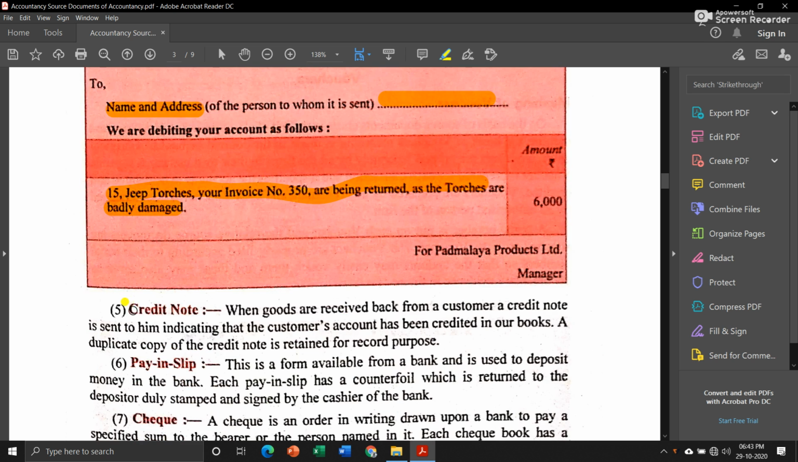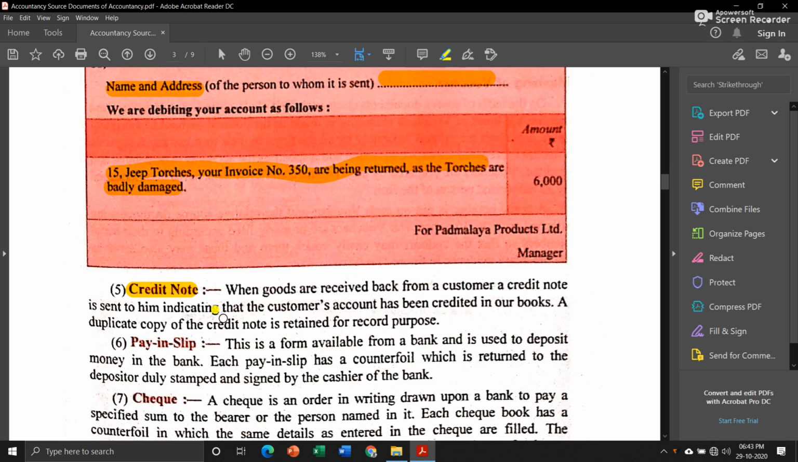Now, credit note. When goods are received back from a customer, a credit note is sent to him indicating that the customer's account has been credited in our books. A duplicate copy of the credit note is retained for record purposes. Now, while returning goods to the supplier, you give a debit note.